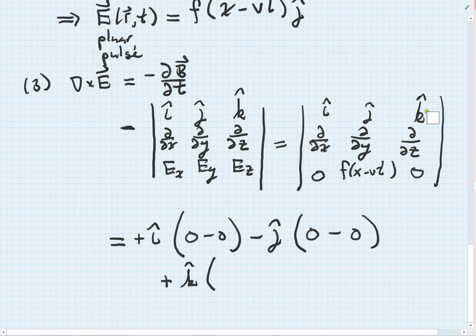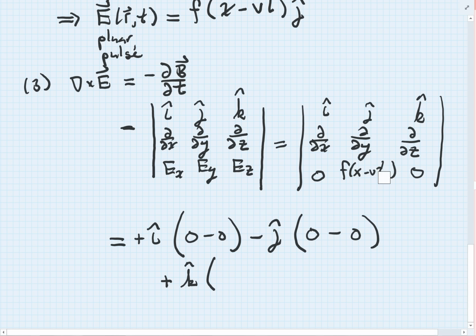We cross out this row and this column. We have the x derivative of f minus the y derivative of 0. So when we take the x derivative of f, we're just taking the derivative of f with respect to its insides. That just gives me f prime of x minus vt, and then times the derivative of x with respect to itself, which is just 1.